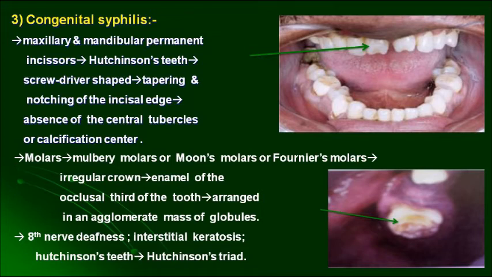And molars will be affected as what? They are called Moon's molars or Fournier's molars or Mulberry molars. So when this feature combines with the other two features, eighth nerve deafness and interstitial keratosis, it becomes a Hutchinson's triad. So what is a Hutchinson's triad? Eighth nerve deafness, interstitial keratosis and Hutchinson's teeth. Remember these three important points. It is a very important MCQ.